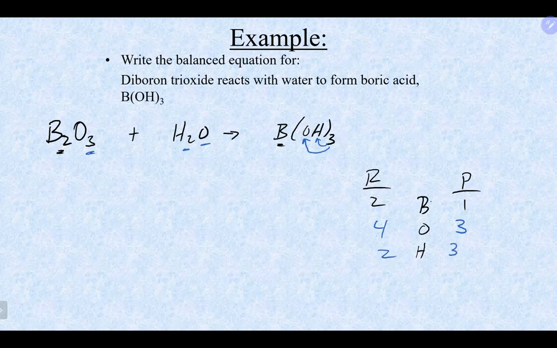At this point, not much to work with on the right-hand side, so might as well start there. We could fix the boron really easily by just putting a 2 in front of it. So we will do that. We will put a 2 there. That will give us 2 boron. And once again, this 2 goes for everybody that is behind it as well.